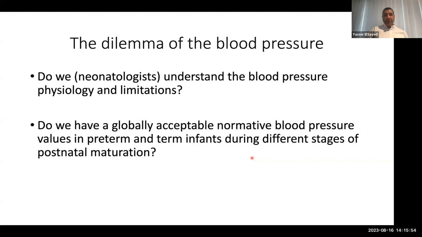And we still have a dilemma with the blood pressure. Until now, until 2023, do we as neonatologists understand the blood pressure physiology and limitations? Probably a lot of neonatologists understand, but there's still misunderstanding, and I will explain that in a next slide. The second question: do we have globally acceptable normative blood pressure values in preterm and term infants during different stages of postnatal maturation? I guess the answer is no, and that might be a good question to discuss with our expert panelists after the presentation.